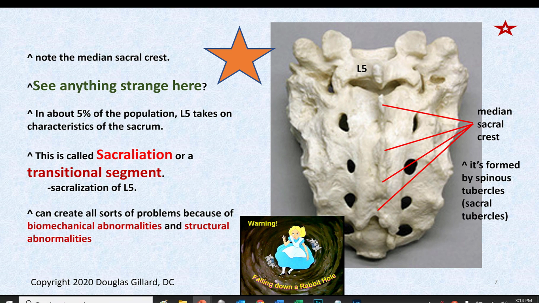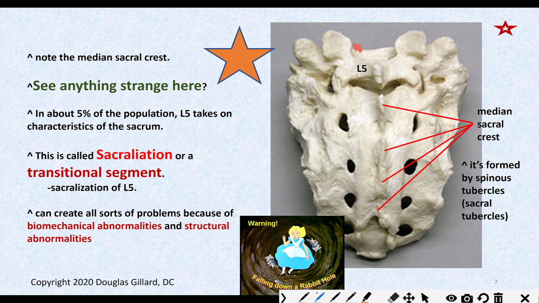So if this is L5, remember L5 is supposed to have a little airplane wing, right? What's happened? Yeah, these have massive airplane wings. So the transverse processes are hypertrophic. They're way bigger than they're supposed to be. And they have grown right into the ala of the sacrum. Right? A weird little hole is even formed here. So this L5 bone has taken on characteristics of the sacrum. So we say that it's been sacralized. So this is sacralization of L5.